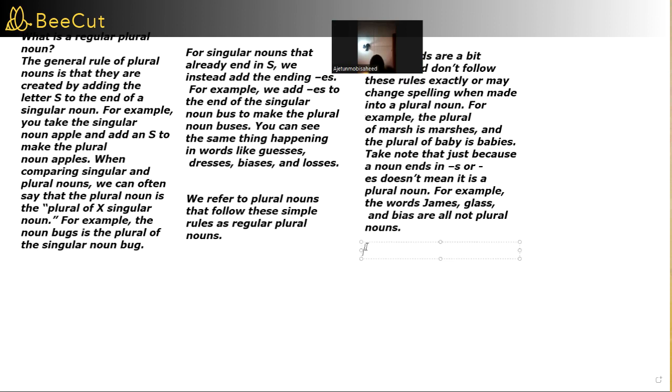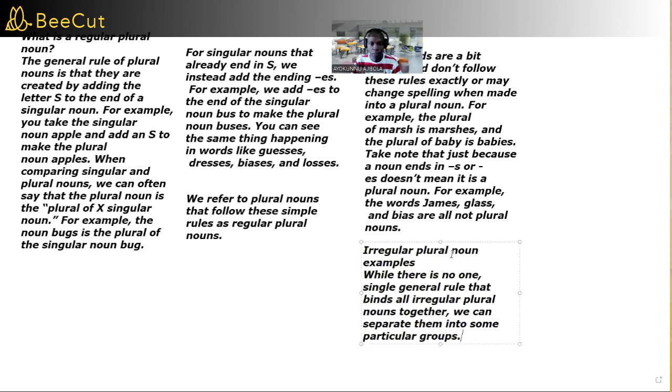So, irregular plural noun examples. While there is no single general rule that binds all irregular plural nouns together, we can separate them into some particular groups to be able to identify them, to know what they are and what they do. So when you're through with what is on the board, I will move on to the next.